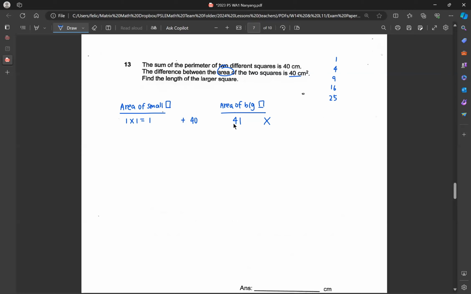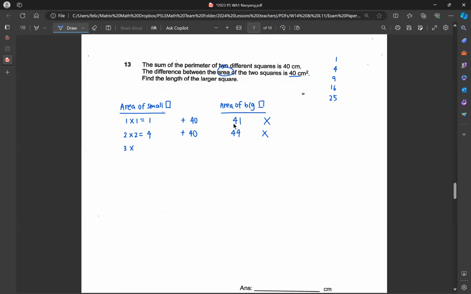So then I move on to test another one, which is 2. 2 times 2. So let's pretend that the small square has a length of 2 cm. The area would then be 4. And the bigger square must have an area that's 40 larger than the small square. So plus 40, 4 plus 40 will be 44. Now again, think about whether 44 is a square number. So 44 is not a square number. There's nothing that I can multiply by itself to give me 44. So that's out. Let's go on to try 3.